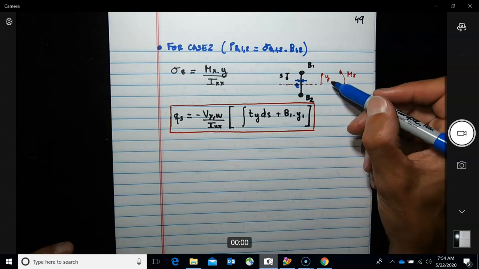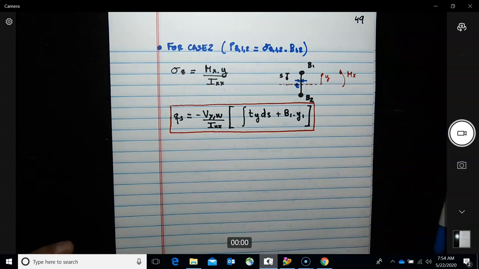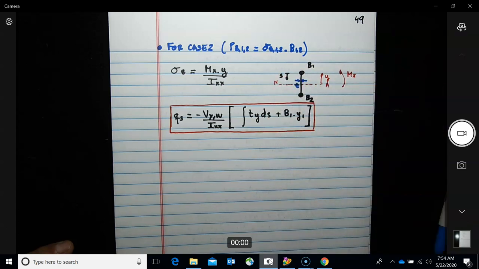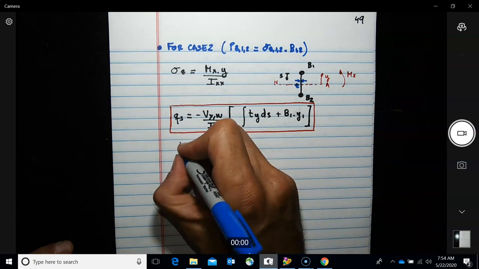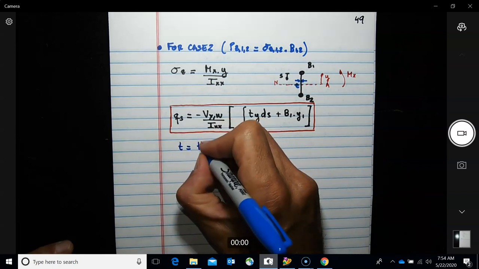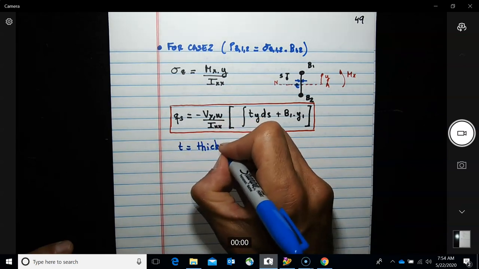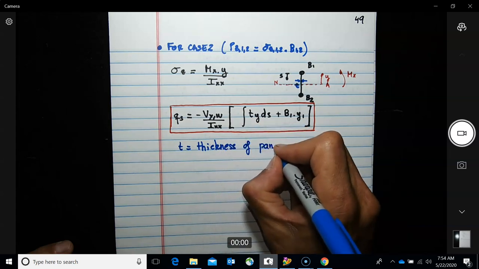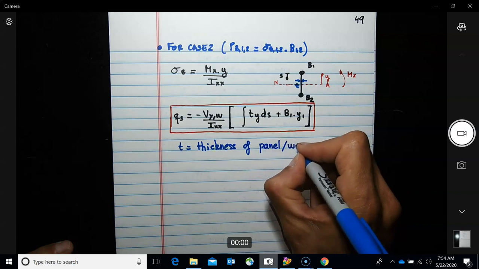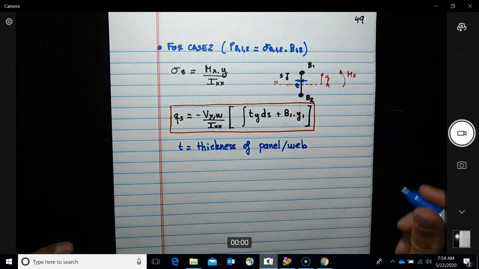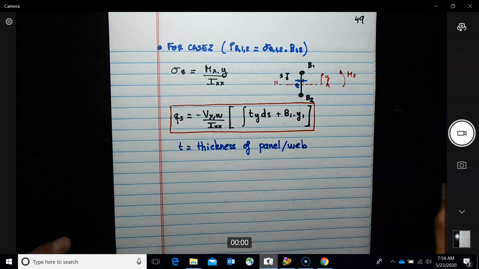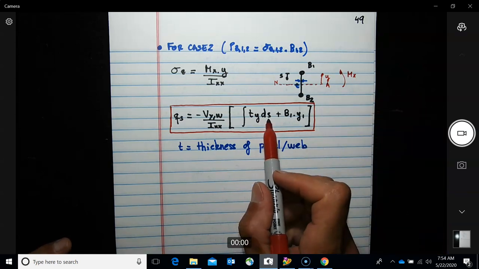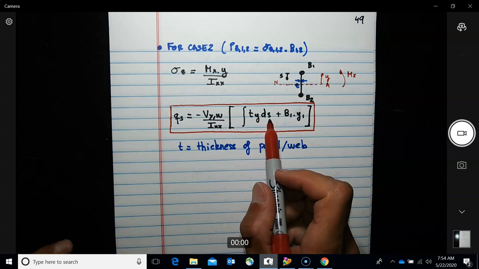Okay, so the y is the distance from the neutral axis. And t, as I mentioned, is the thickness of the panel/web. And this time, shear flow will be a function of s, okay?